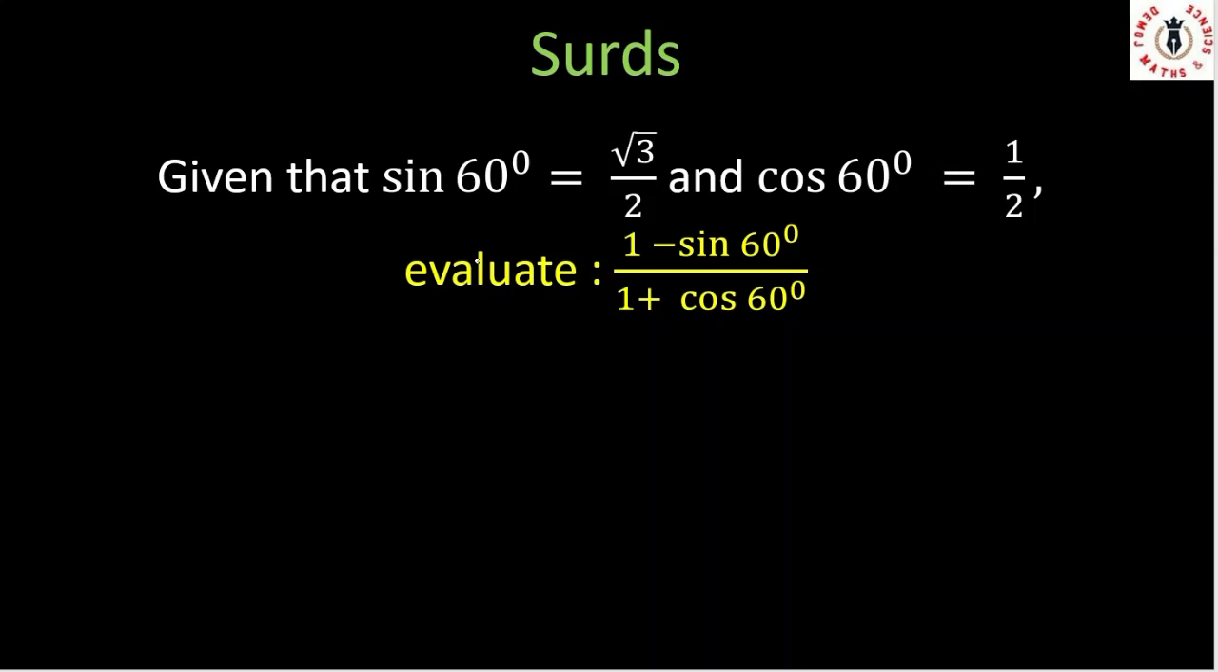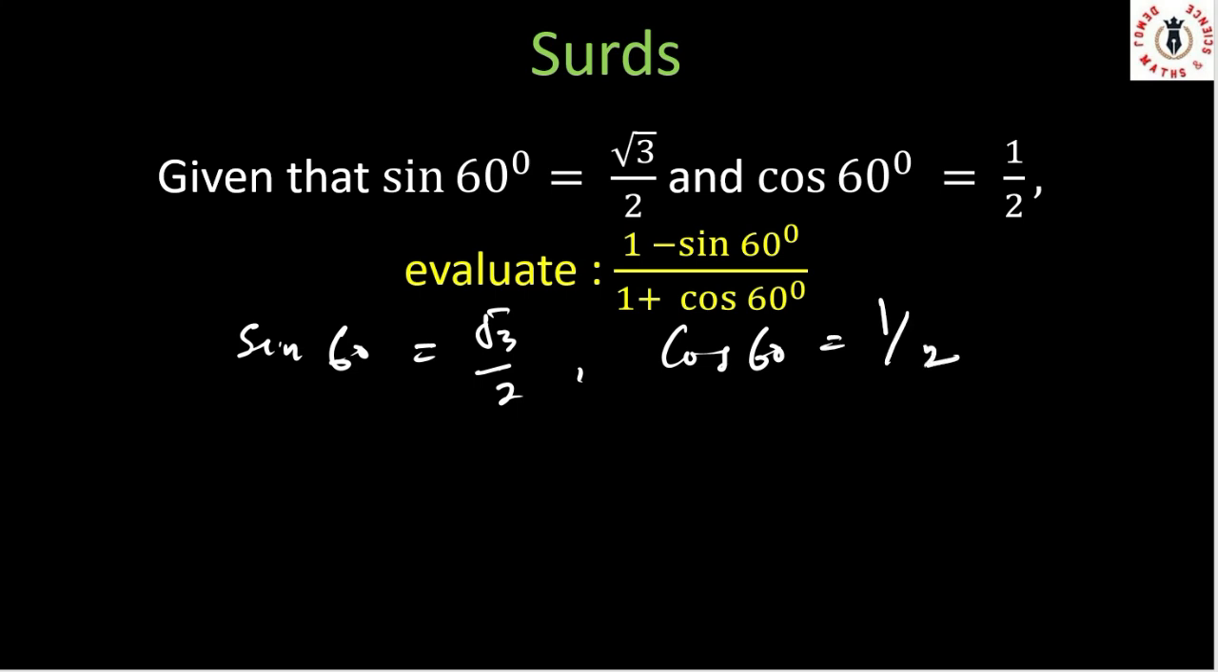We have this question on surds. Now, if you look at it, it looks like trigonometry, but it's actually surds. Now, we have that sine 60 is the same thing as root 3 over 2, while cos 60 is the same thing as 1 over 2. Now, we have to evaluate 1 minus sine 60 over 1 plus cos 60.